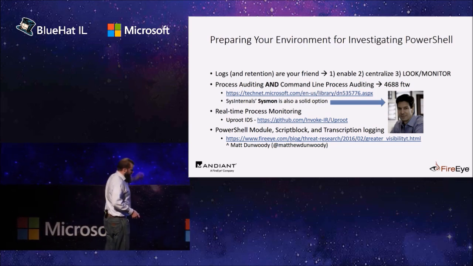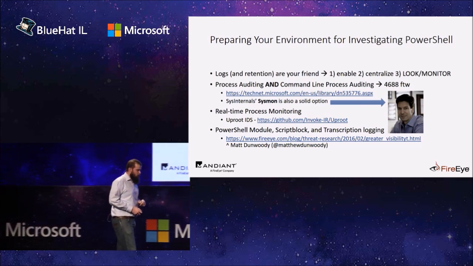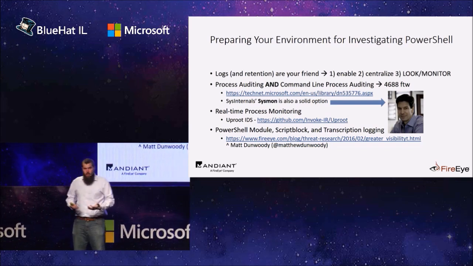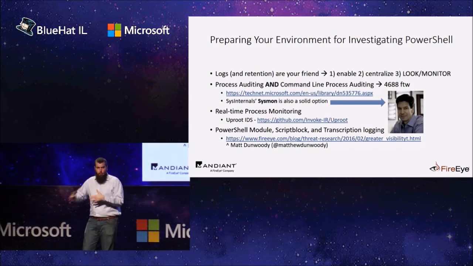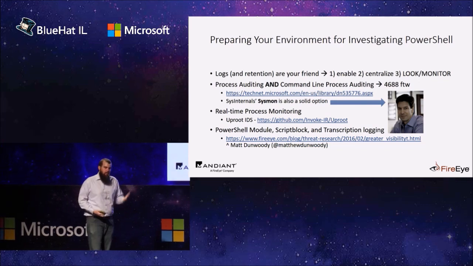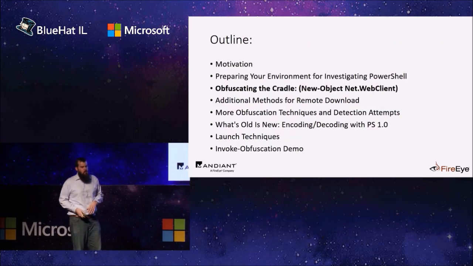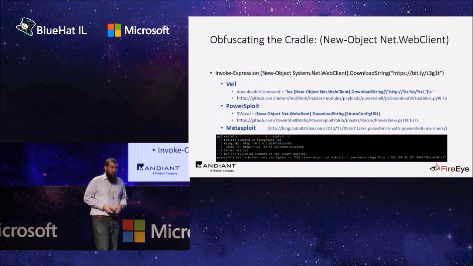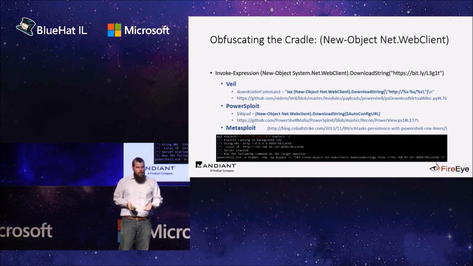This last resource is from a colleague of mine, Matt Dunwoody, who put together a blog post outlining the different versions of PowerShell and the kind of logging you get with subsequent versions, and why that really matters. It even walks through a good real-life example of what you get with each subsequent level of logging. So let's start with the fun part, the remote download cradle.